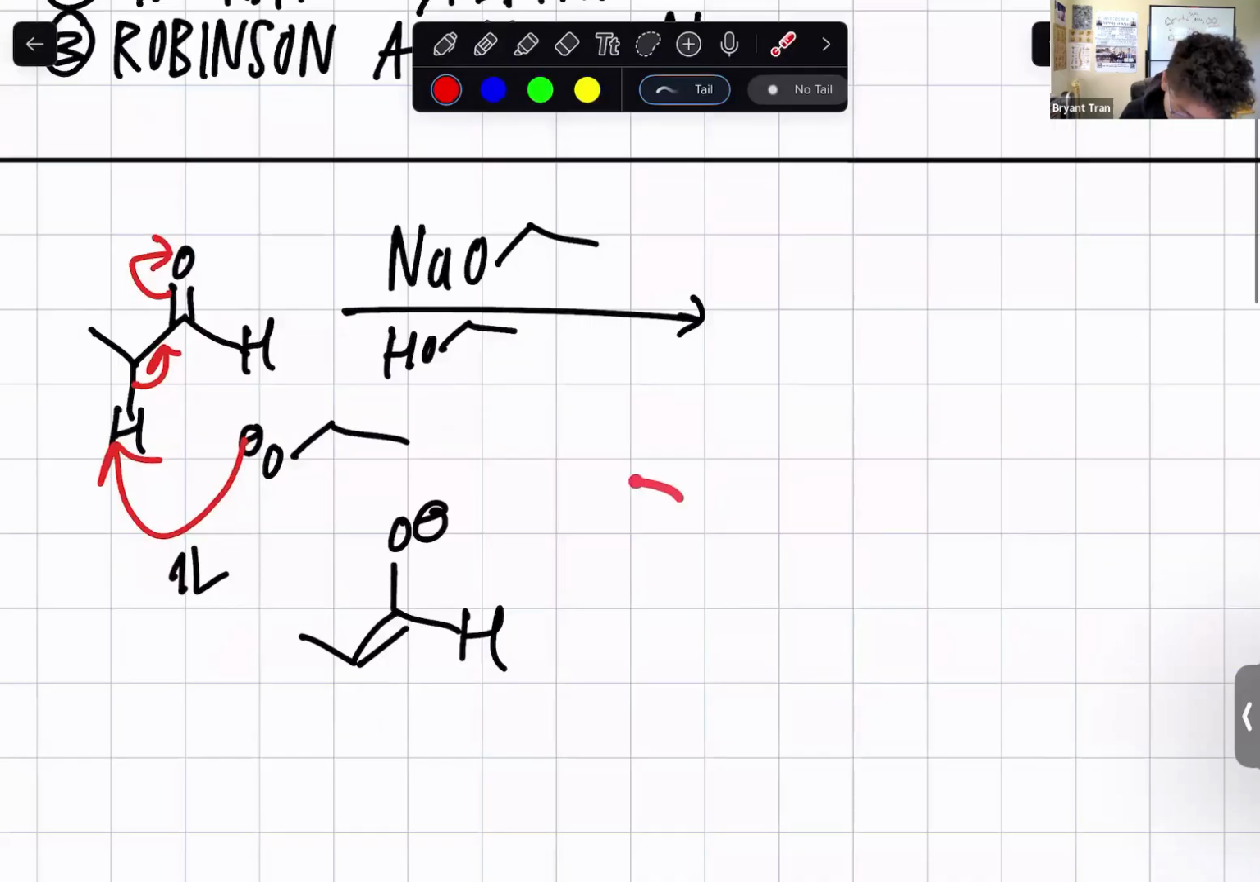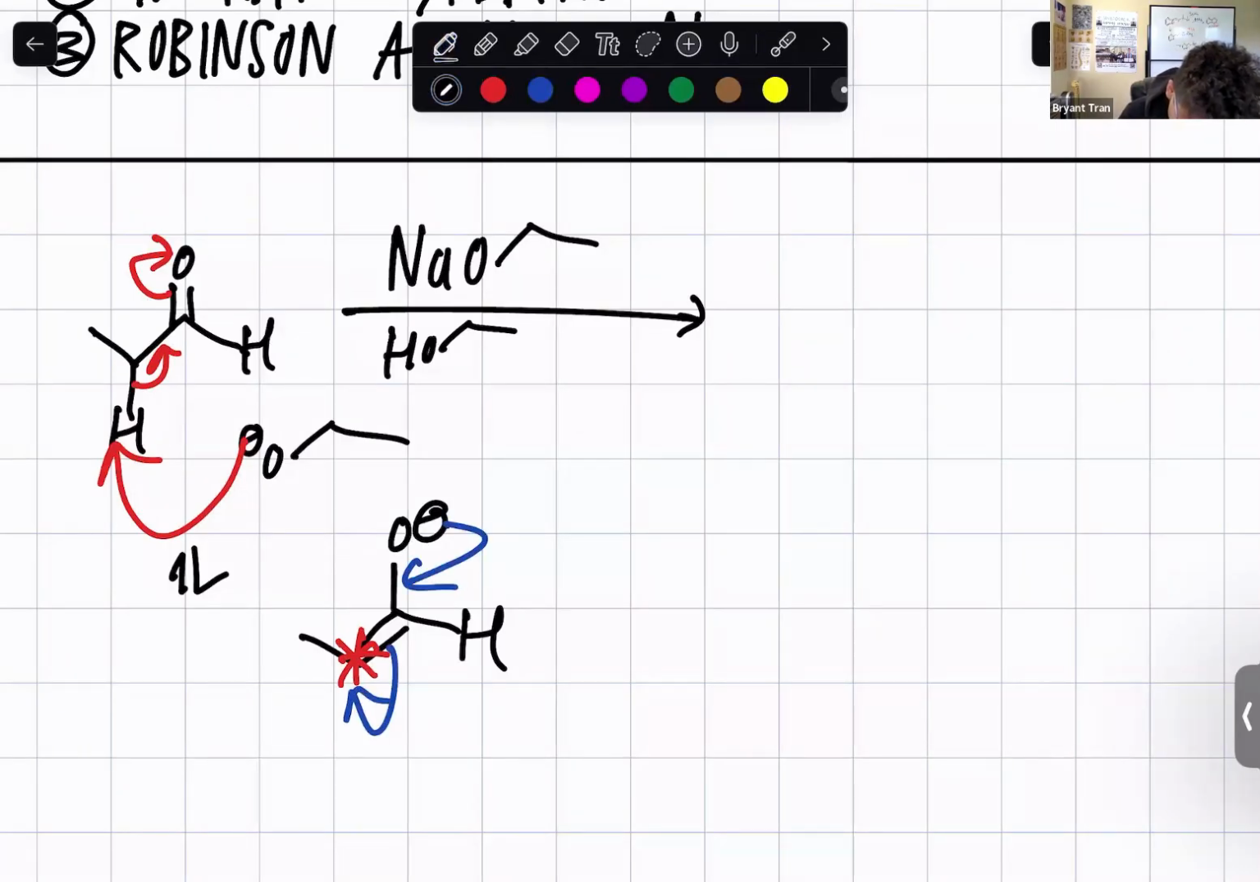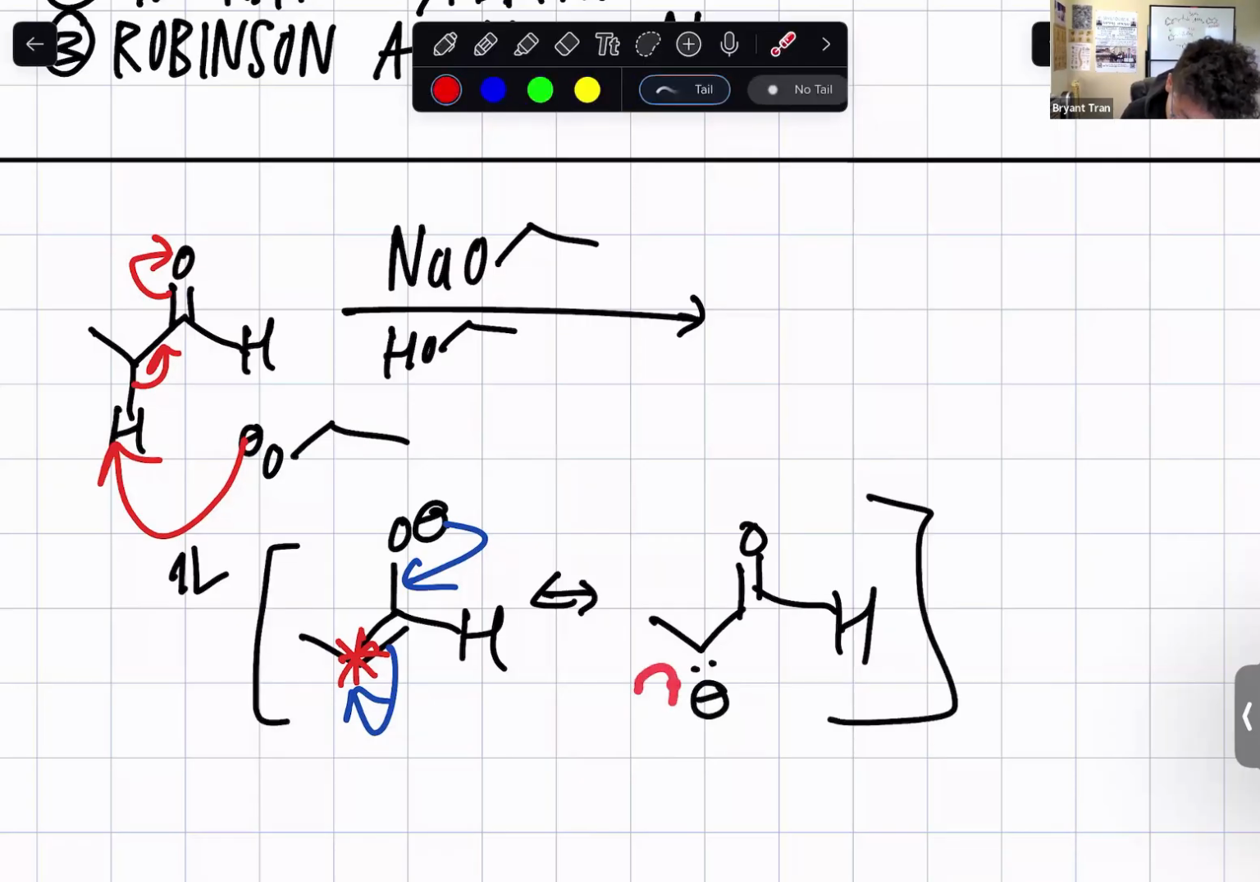Okay, now once we have this enolate ion over here, the nucleophile is going to be this alpha carbon here, the star carbon, not the negative charge on the oxygen, right? Because the oxygen here is stable with the negative charge. If you were to compare, let's say, the negative charge on this oxygen versus the negative charge on this carbon right here, the negative charge on this carbon is less stable because carbon is less electronegative than oxygen is.